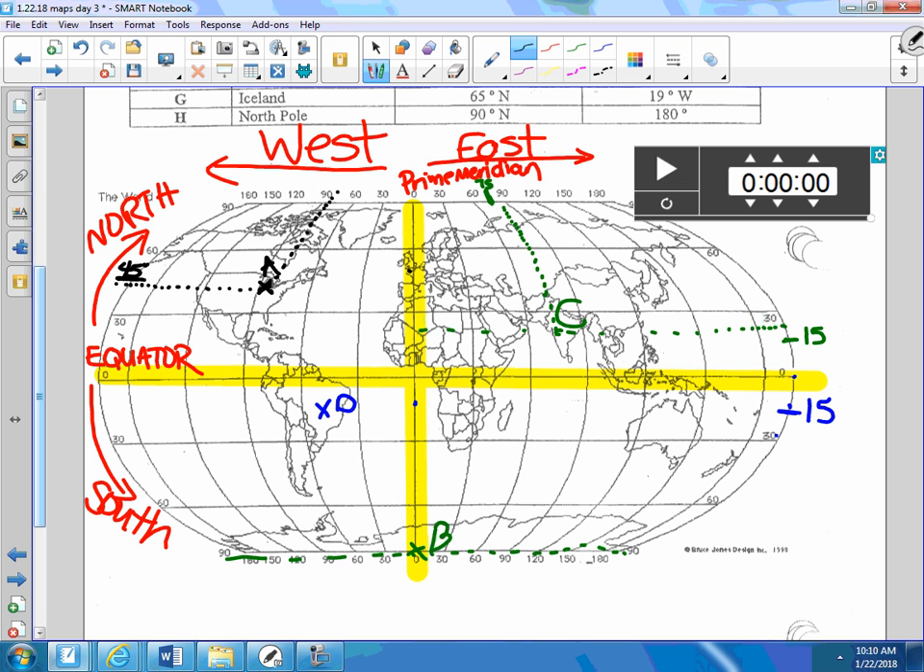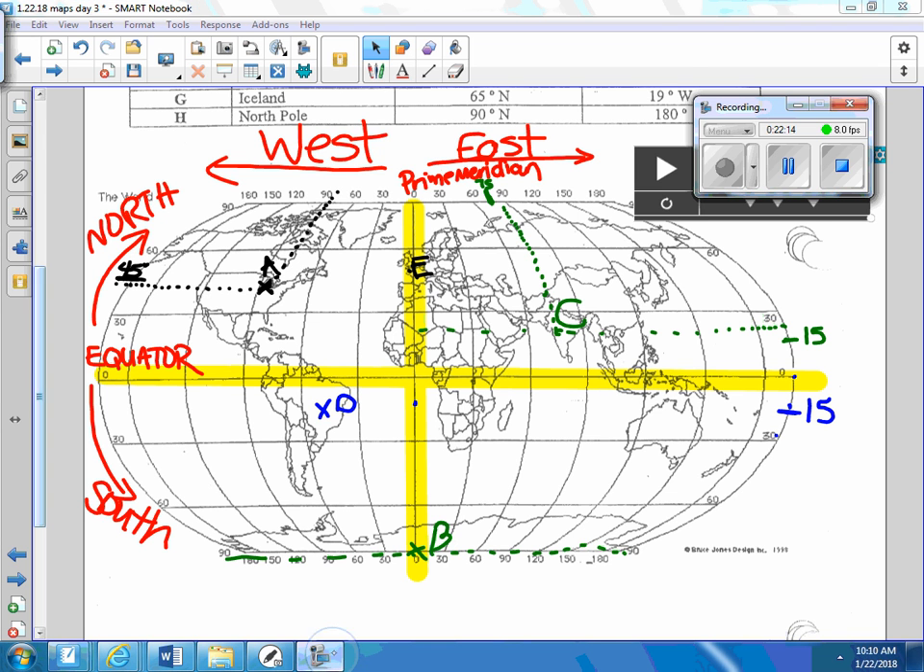E. Come to Australia for me, Chloe. Oh, yeah, let's go, Bailey. To Australia, letter E. It's 25 south. Are we going up or down? Are we going up or down, Bailey? South. Down. Okay.